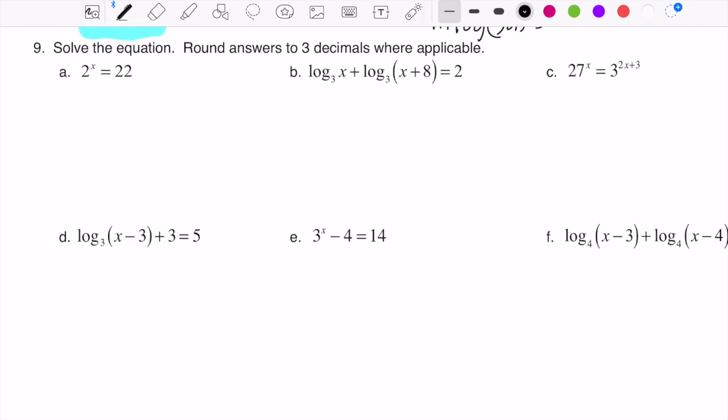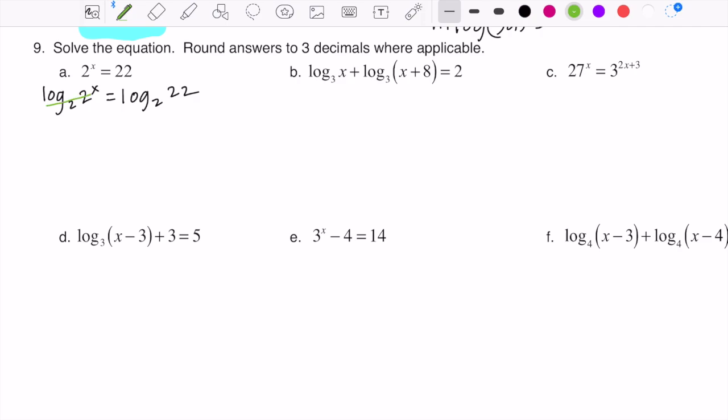Okay, now we're solving equations. So we're going to be going back and forth between exponentials and logs. So we just have to take our time. So the first one is 2 to the x equals 22. And 22 is not related to 2 exponentially. So the way to undo a base of 2 is with a logarithm of base 2. So log base 2 of 2 to the x equals log base 2 of 22.